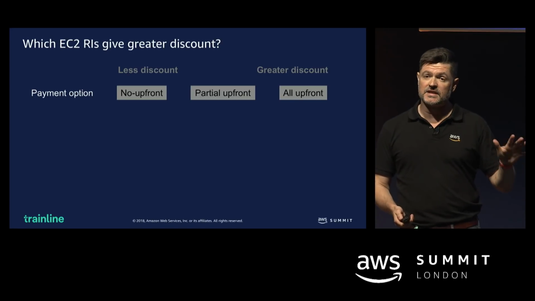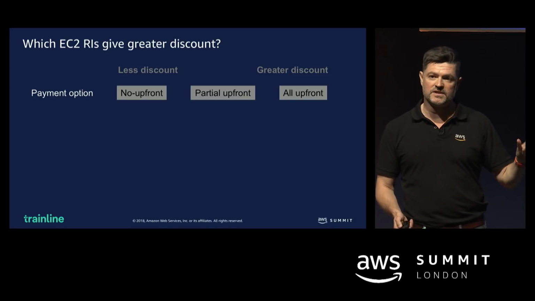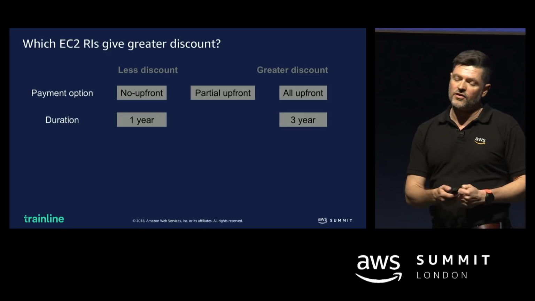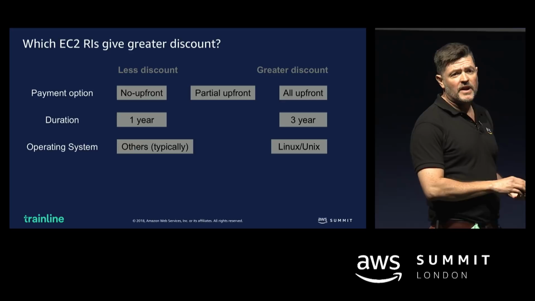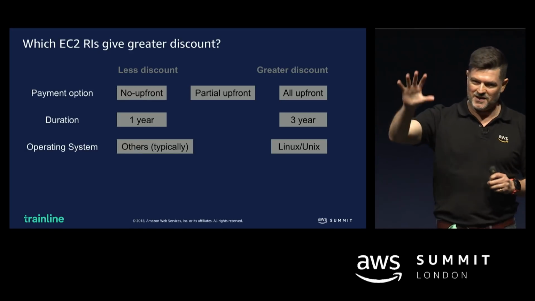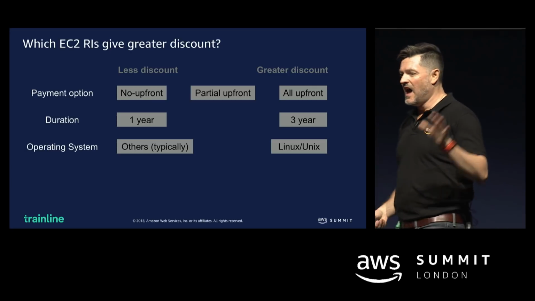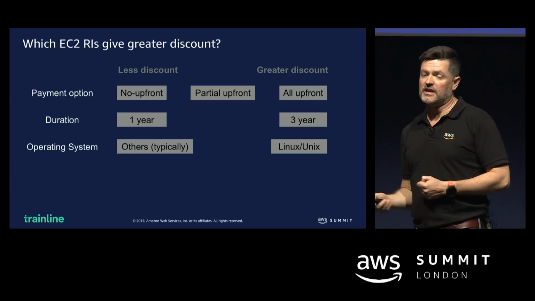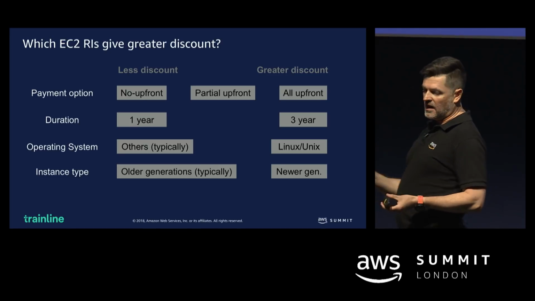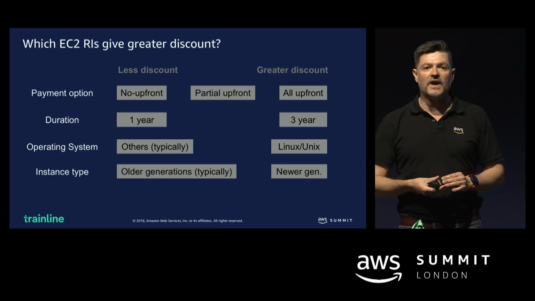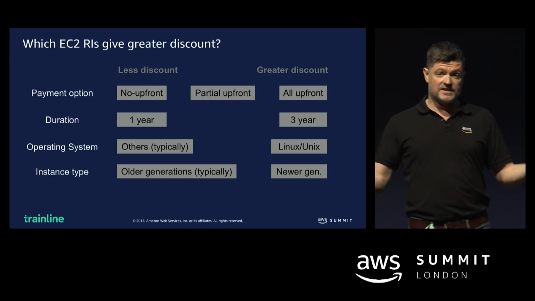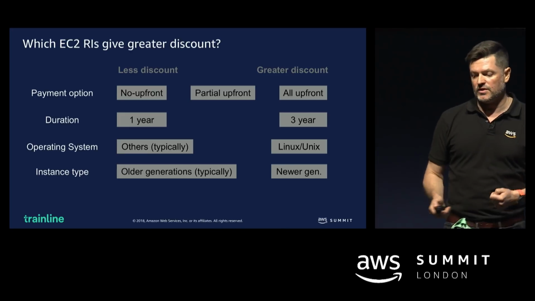And I can tell you, I've seen the numbers. I've worked with customers around the numbers. The discounts when you go to 3 years are fantastic. Duration, obviously, 1 and 3 years. Operating systems, so we typically cover all operating systems, or, sorry, disclaimer, typically other operating systems. If you go Linux or Unix, you're going to get the greater discount. Instance types, older generations are covered, newer generations give a greater discount. In fact, as you'll know, if you move from M4 to M5 generations, already you're going to see a cost saving in that. With RIs, that carries through as well.